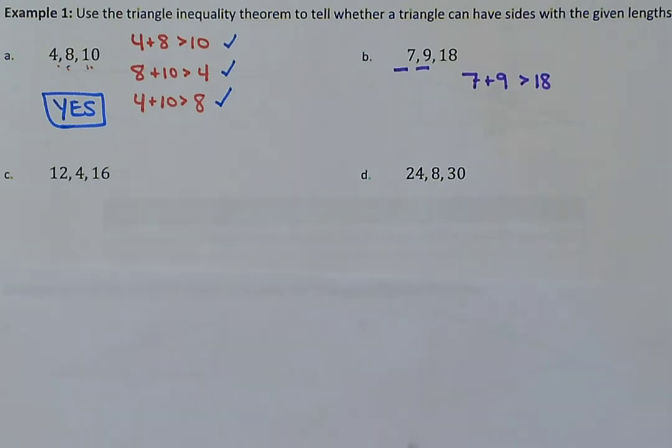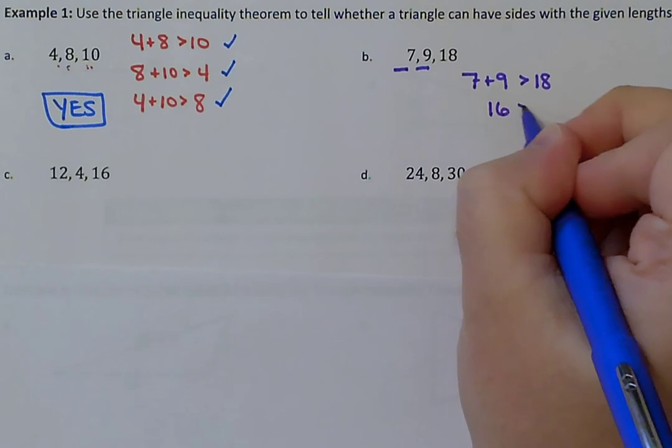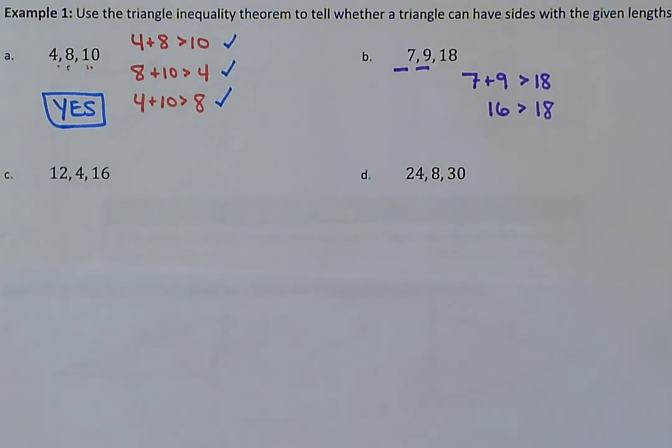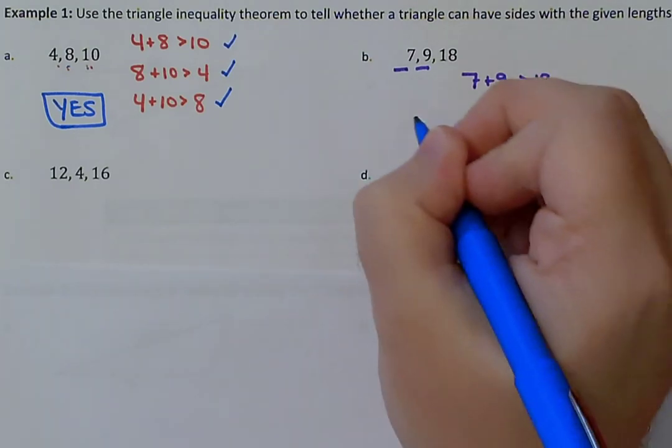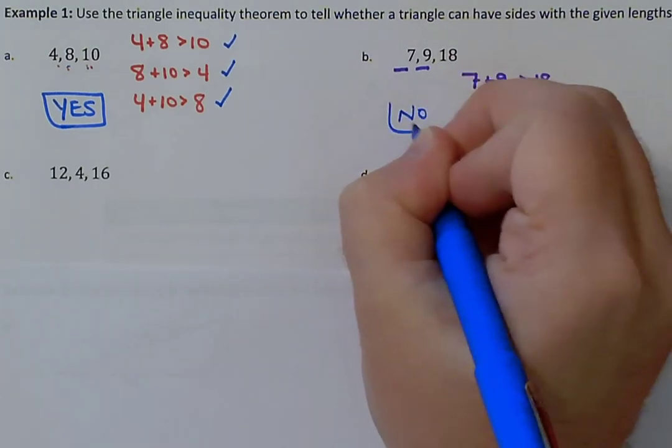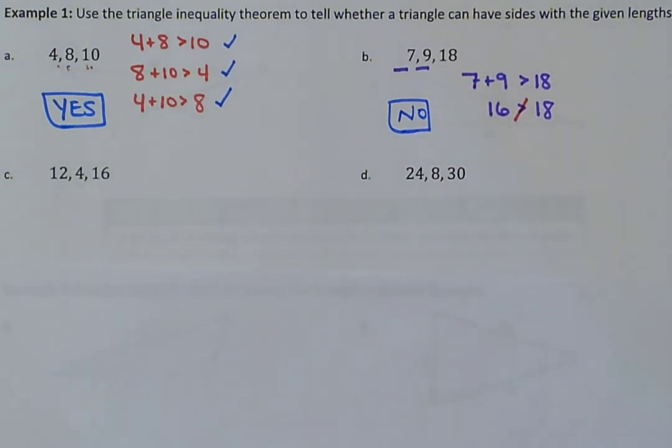So if we do 7 plus 9, we get 16. Is 16 greater than 18? It is not. 16 is less than 18, so that means no, these 3 side lengths would not form a triangle. So instead of going through and setting up an inequality 3 different times, all we need to do is take the 2 smaller numbers in the 3 side lengths and determine if their sum is greater than the third.